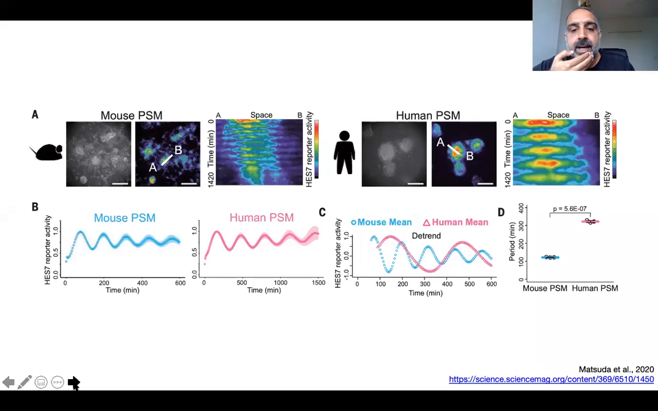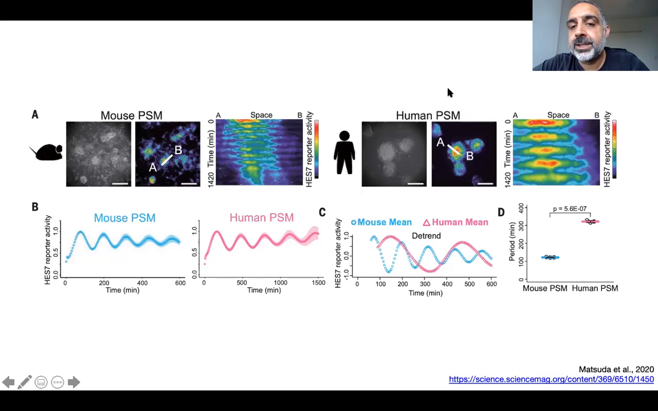As I mentioned, the periodicity of somitogenesis in mouse and human is different. The mouse will form its somites much more quickly than a human forms its somites, and so this is work done in differentiated ES cells or iPS cells. You can differentiate stem cells to form what's called presomitic mesoderm. This presomitic mesoderm is expressing this Hes7 reporter, and you can see this Hes7 reporter now flashing at various periods. You can measure that periodicity and understand what the periodicity of this somitogenic clock is.